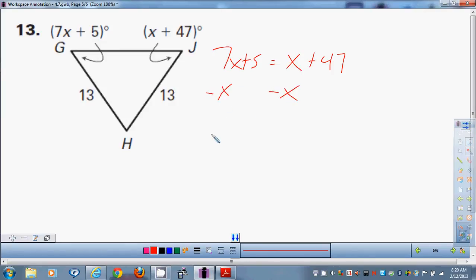Subtract 5. Now what do I do? Divide both sides by 6. Therefore making my x equal to 7. Now it didn't ask us for the angles, it just asked us for x, so you could stop right there. Although, on a test it may ask you for the angle, so make sure you read the directions.